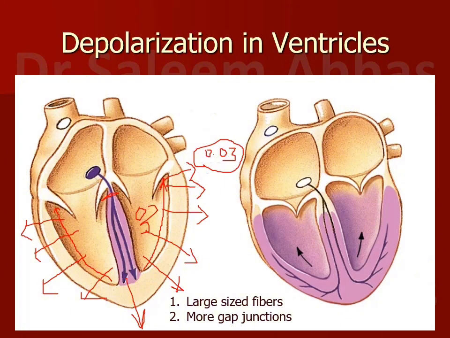So both the ventricles are depolarized within 0.06 seconds, and this is because of the large diameters of the Purkinje fibers, the His-Purkinje system, and also the greater number of gap junctions in the Purkinje fibers, which transmit this impulse at a very high velocity. Both the ventricles are depolarized simultaneously, so that they contract at the same time, in unison, synchronously, thus pumping the blood.